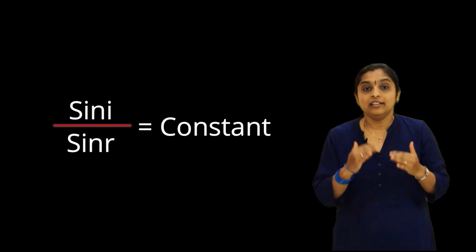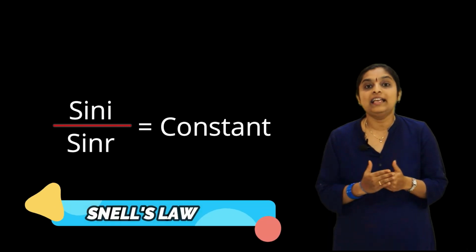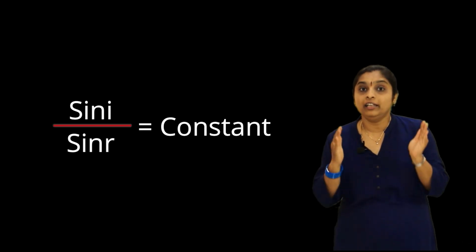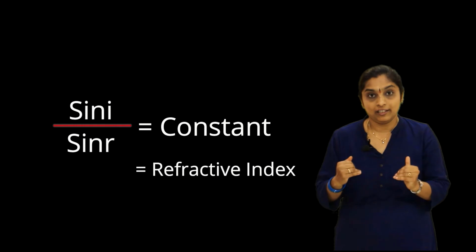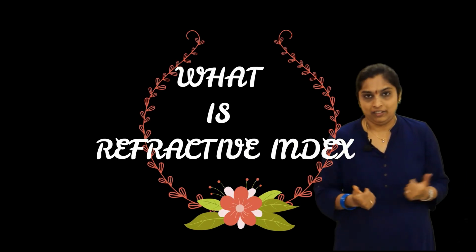So what is the second law of refraction? Sin I by sin R is equal to a constant. This is also called Snell's law. So sin I by sin R is equal to a constant. That constant is nothing but the refractive index of the second medium with respect to the first medium. So what is this refractive index?